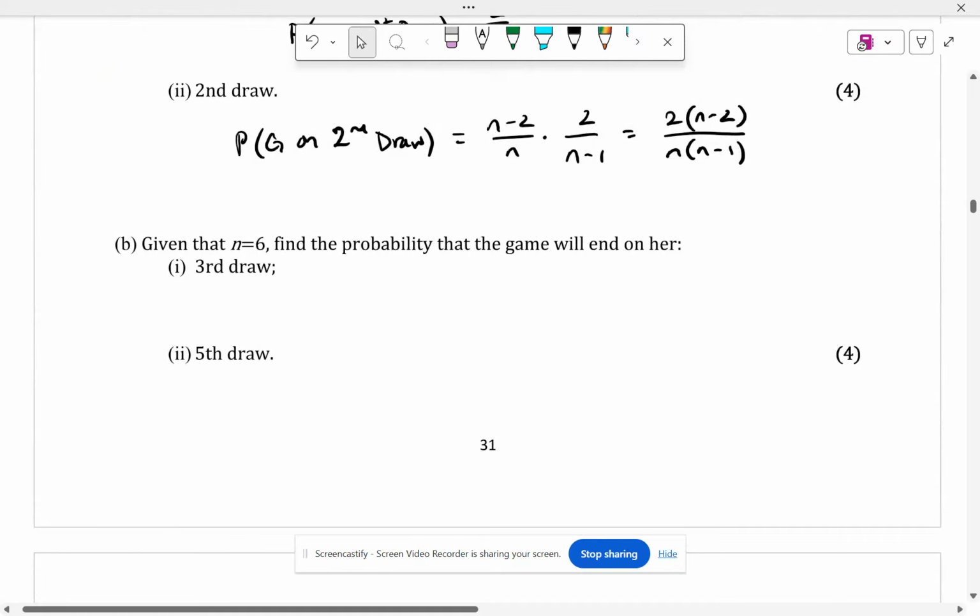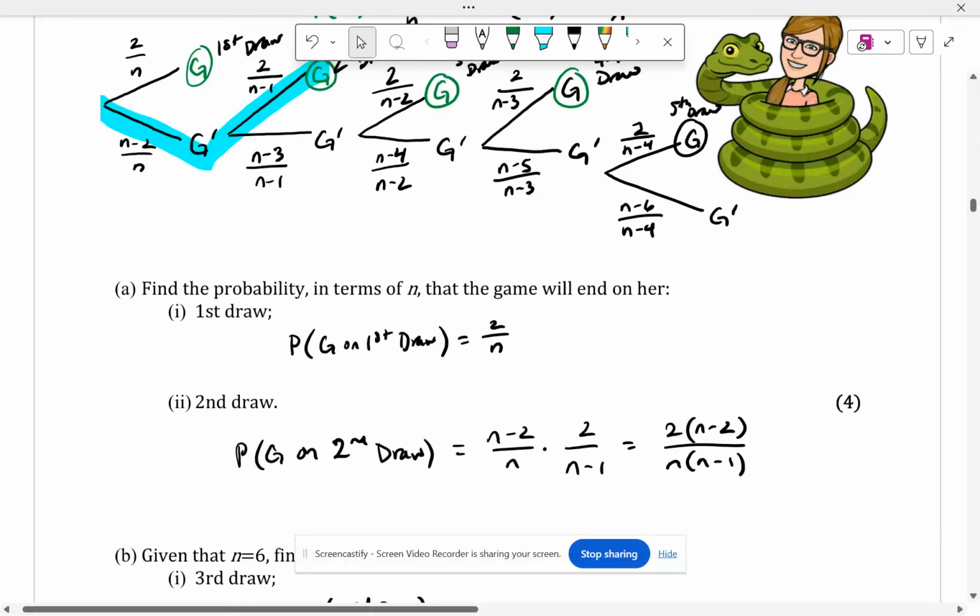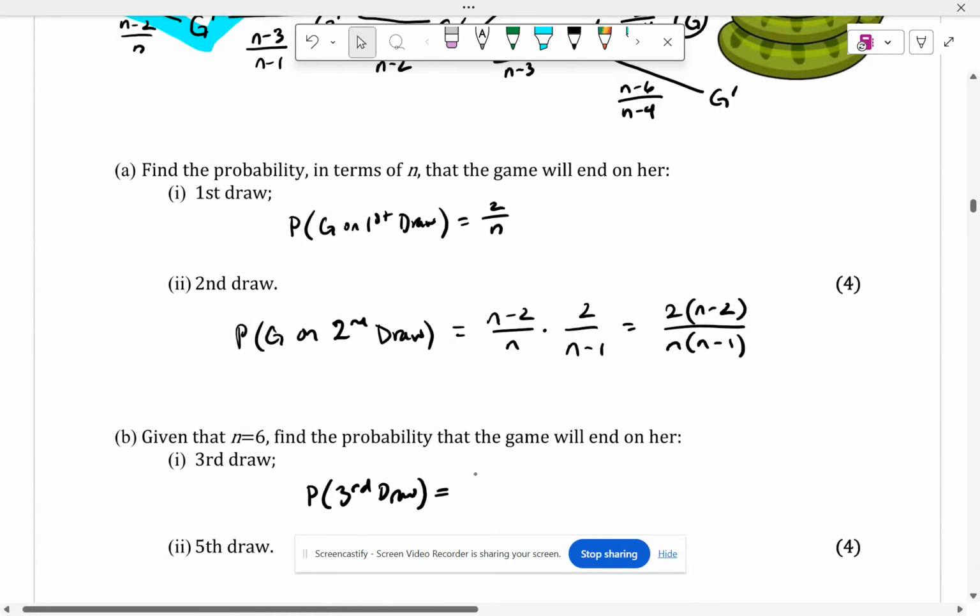Okay, so now you see that we've given the probabilities all in terms of n up to now. We're going to follow the same structures, except just now we can put a 6 in for n, so that's nice. On the third draw, so the probability that we get a green on the third draw, I'm not going to highlight because it keeps freezing me. So I'm just going to do not green, so that's going to be n minus 2 over n times n minus 3 over n minus 1 times, and then I'm going to go up to it ending on the third draw, which is 2 over n minus 2.